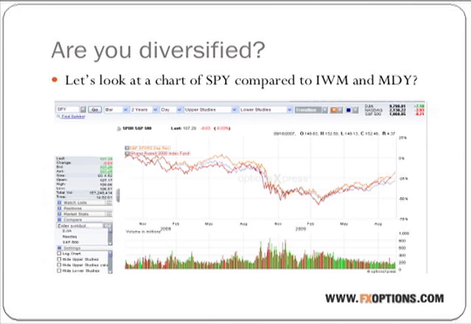Of a chart, but conceptually I think you'll get where I'm going with this. This is a chart of SPY, IWM, and MDY. This is the small cap. This is the SPY, which is the ETF that tracks the S&P 500, IWM, which tracks the Russell 2000, and MDY, which tracks the mid cap. Just from looking at this chart, I think it's pretty obvious that all three of them move very similar to one another.